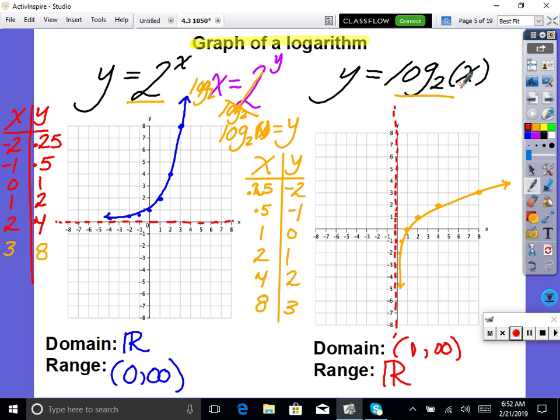Because picture me taking this parent function and shifting it up or down. You guys see how it would still grow down and up forever? But now if I shift it left and right, that would change our domain, and that would change our vertical asymptote.